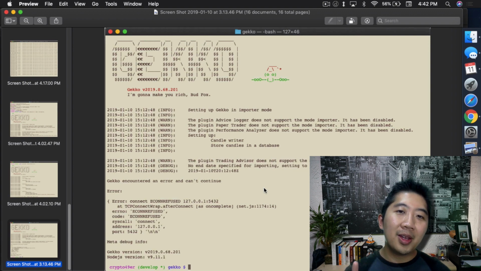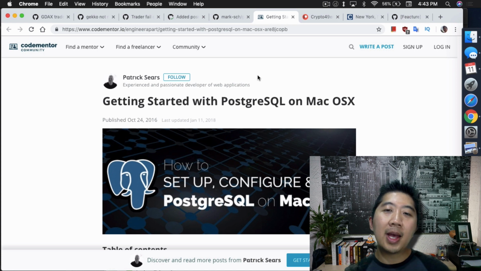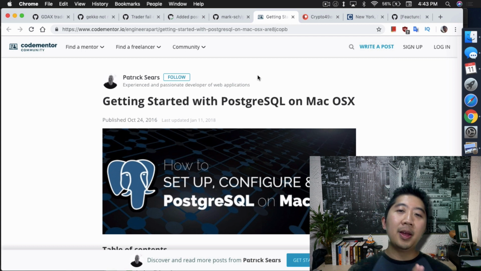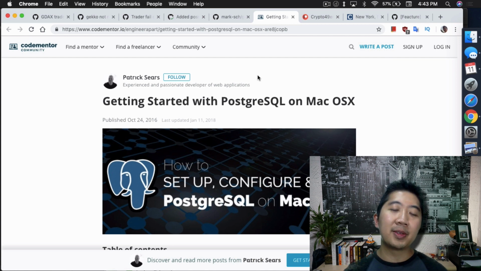So it turns out you need to have PostgreSQL installed. PostgreSQL is another way to store candle information for Gekko. By default, Gekko uses SQLite. Very simple to use, very easy to set up. Basically, there's no setup involved. The problem with SQLite is that if you guys have tried to run multiple Gekkos from the same Gekko install, you probably have come across this issue where one Gekko instance is locking out the other Gekko instance, and you can't use both Gekkos from one Gekko install.